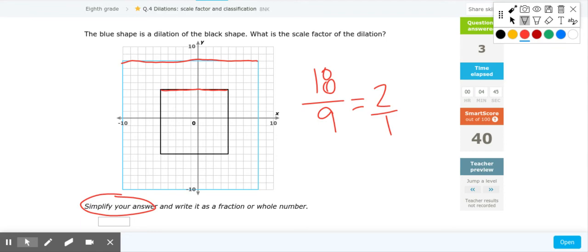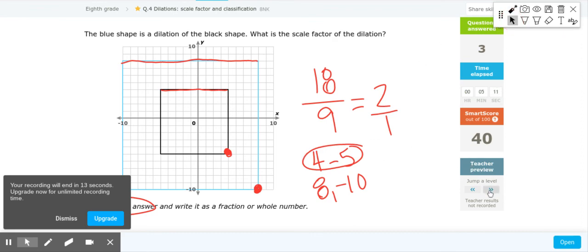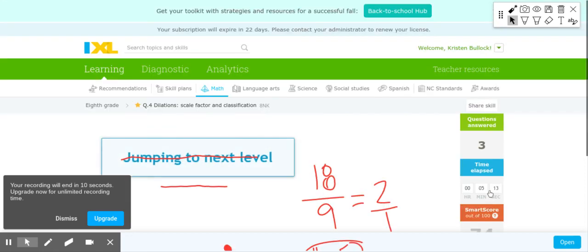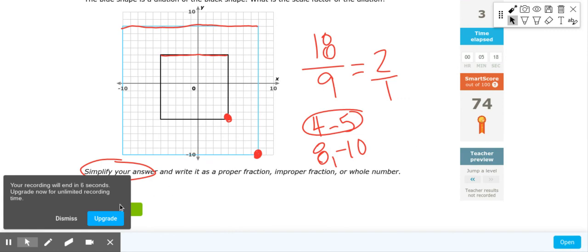Also, you could use the points. If I take this point here as my original and its corresponding or matching point is there, that point is at 4, -5, and the new point is at 8, -10, and we can see that we just multiplied both of those numbers by 2. I'm going to quickly go to the next level. I have 10 seconds left. Same thing, we're just finding our scale factor.